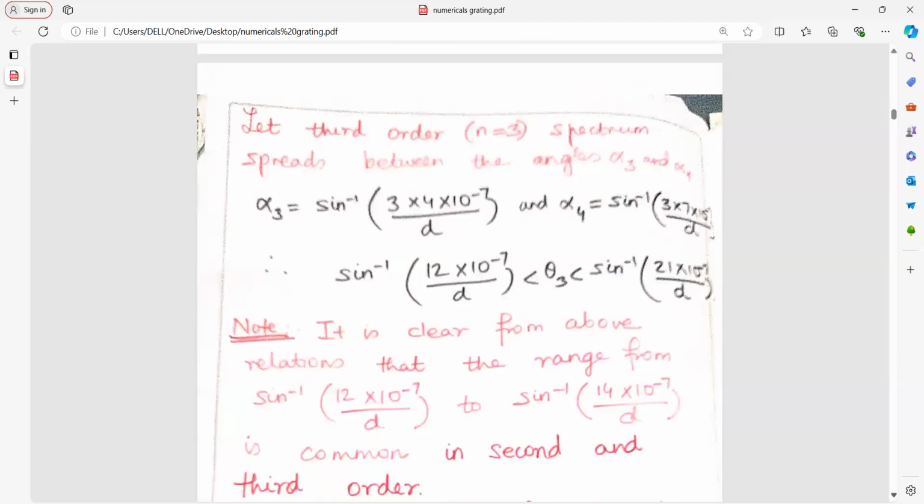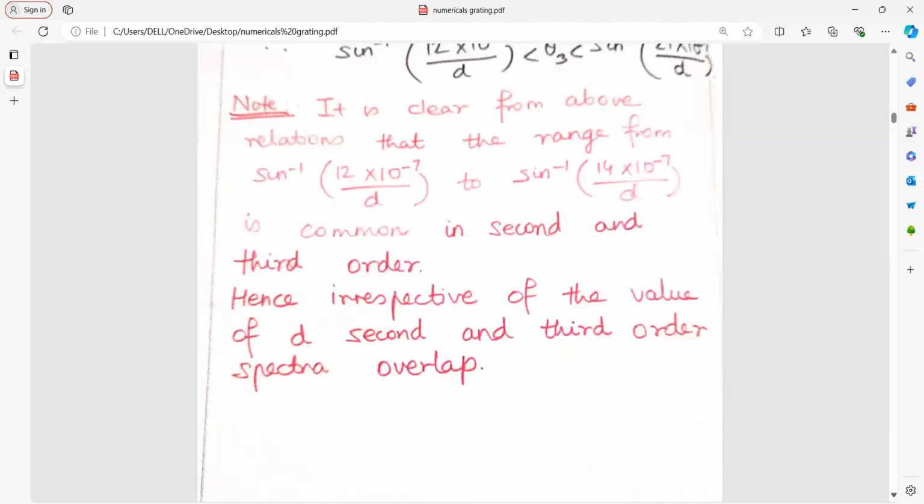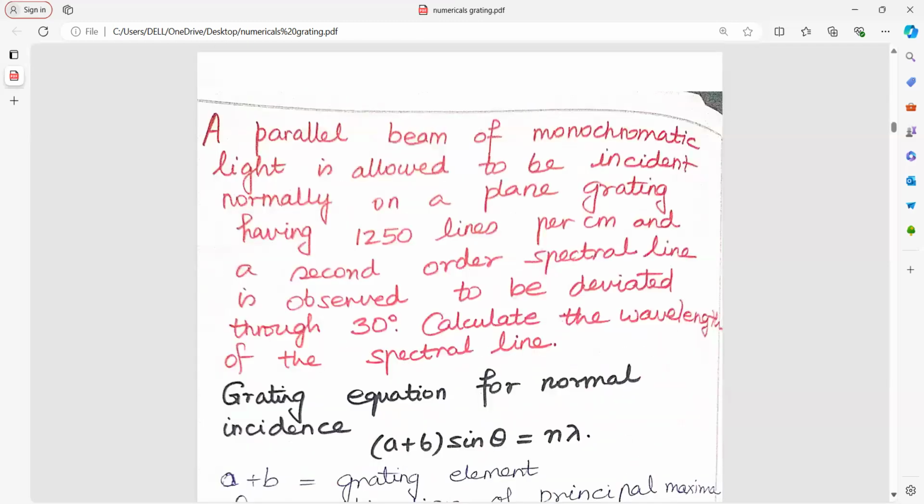For third order spectra, the spread between the angles has been found out as this much. So from the above relations, you can see that the range from 12 into 10 to the power of minus 7 upon D to 14 into 10 to the power of minus 7 upon D is common in second and third order. Hence, irrespective of the value of D, second and third order spectra overlap.